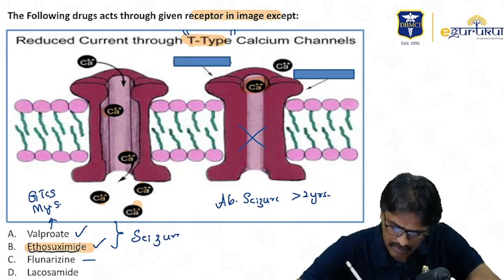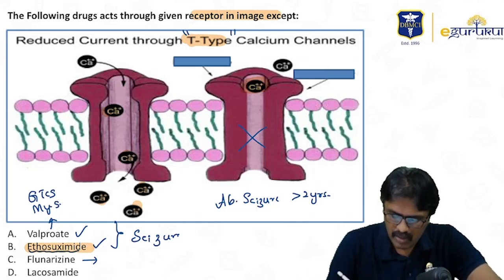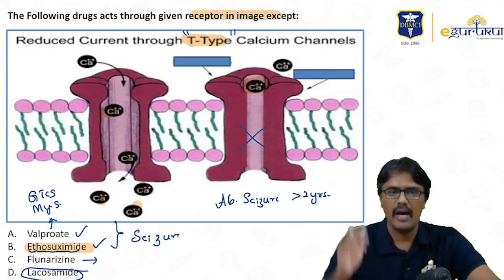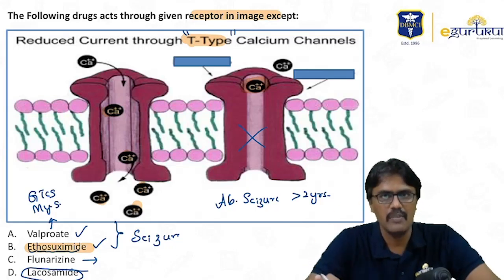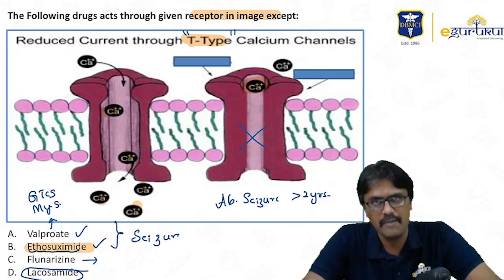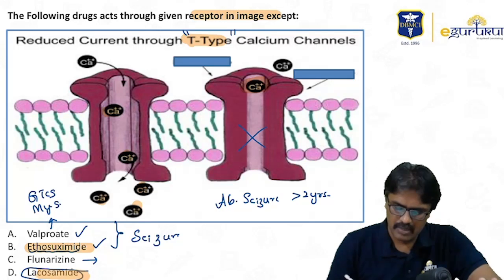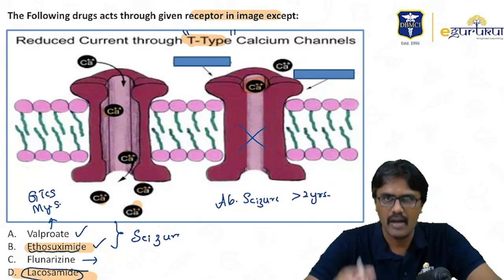Flunarizine also blocks T type of calcium channel. It is used for migraine prophylaxis. Then what about lacosamide? The drug lacosamide is going to inhibit sodium channel, and also it inhibits CRMP2 channel. So what drug doesn't act through T type of calcium channel? It is lacosamide.